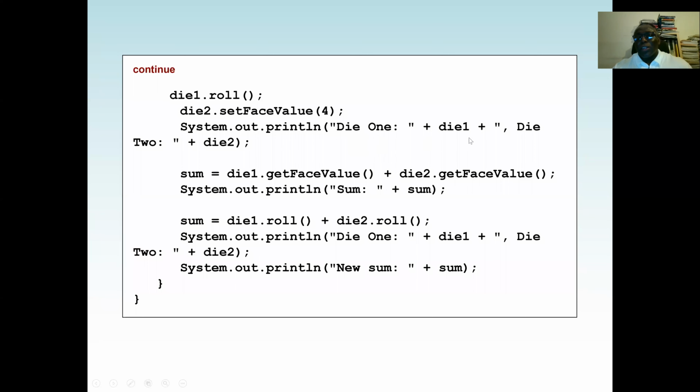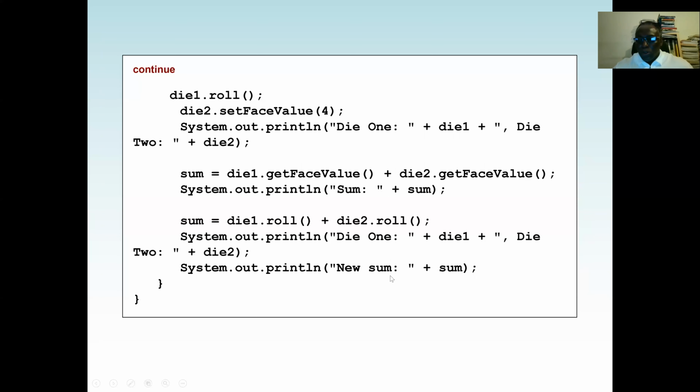System.out.println die1 is die1, die2 is die2. Then we add the two values. Then we print the sum. Then we roll the dice again. So now we say sum equals die1.roll plus die2.roll. So we are going to generate two new values for die1 and die2. Then we add them together. Then we print die1 and die2 again. Then we sum it.